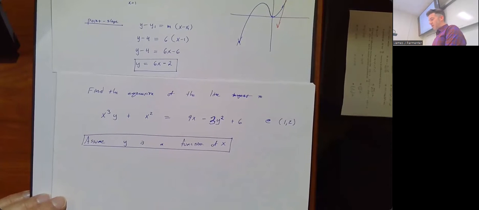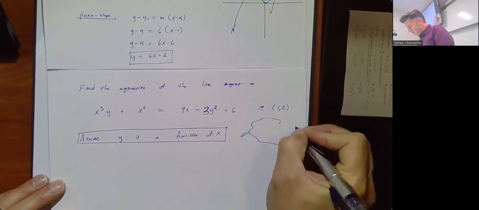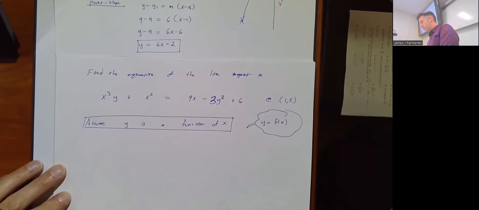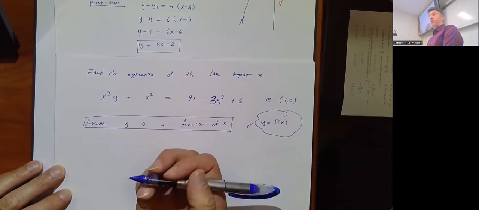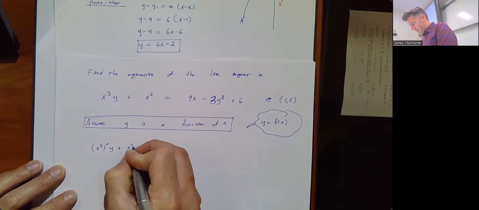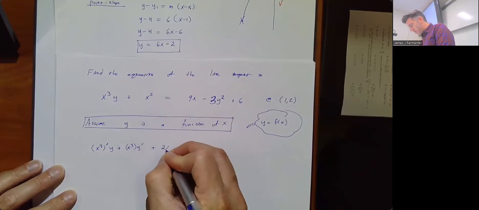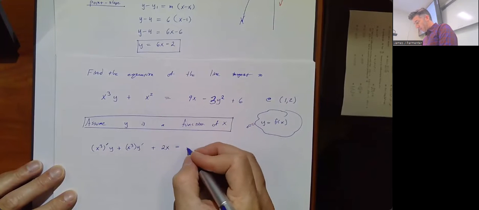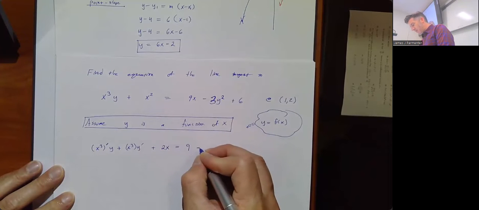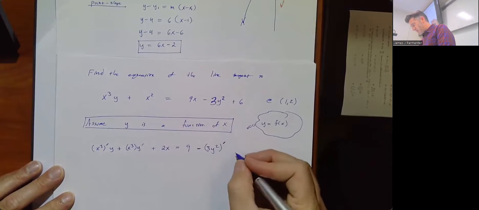So when I take the derivative here, I'm going to do all my usual rules, but I'm really thinking that y is like f of x. When I take the derivative of x cubed times y, I'm going to use the product rule. I'll have the derivative of x cubed times y plus x cubed times the derivative of y. The derivative of x squared is straightforward, it's 2x. The derivative of 9x is not too terrible, it's 9. The derivative of negative 3y squared, I'm going to leave for a second. And then the derivative of 6 is 0.